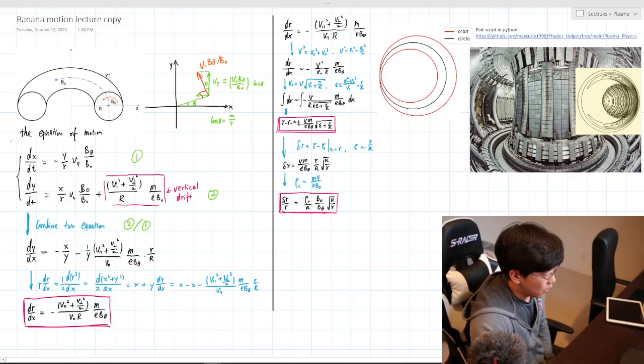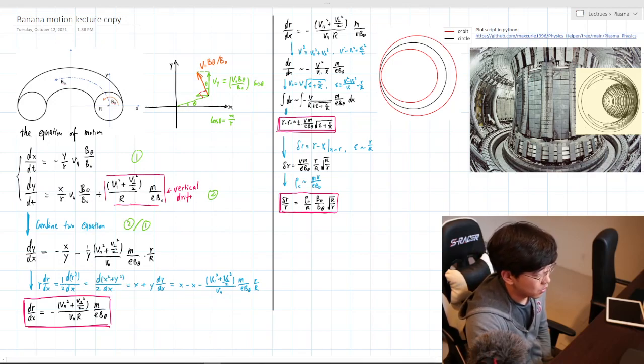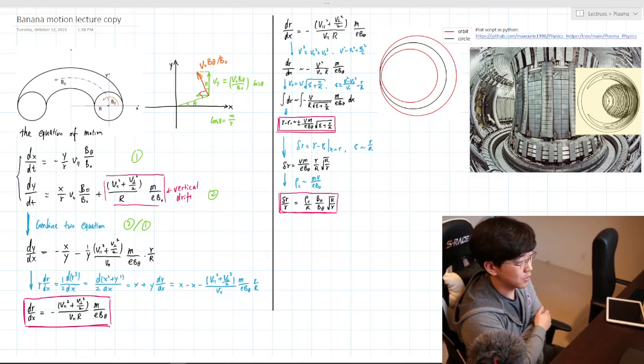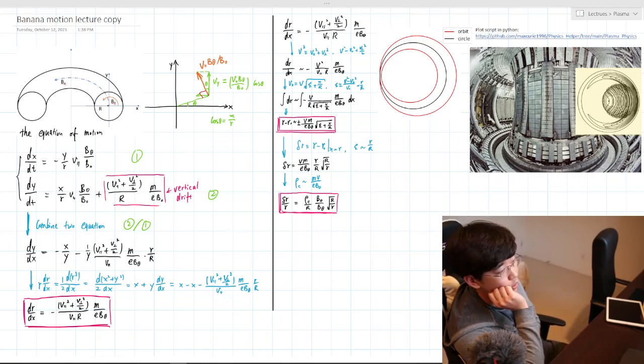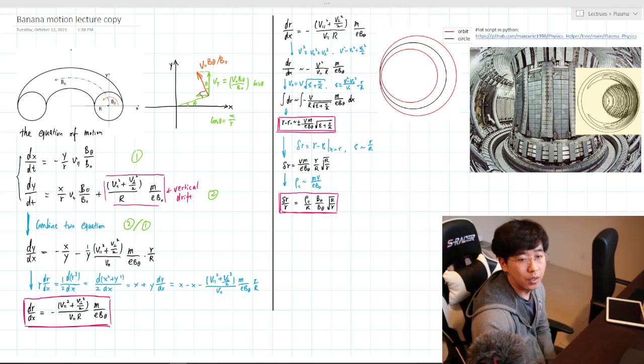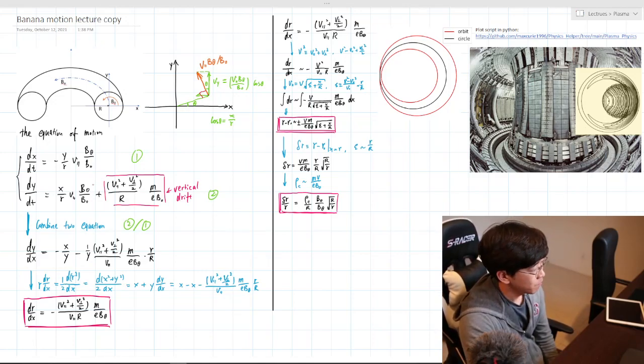The velocity along the y direction has an additional term caused by the vertical drift. The vertical drift is the sum of the curvature drift and the grad B drift. Basically it is a drift due to the magnetic field. We can combine equations 1 and 2, dividing equation 2 by equation 1 to eliminate dt. Then we end up getting this equation.